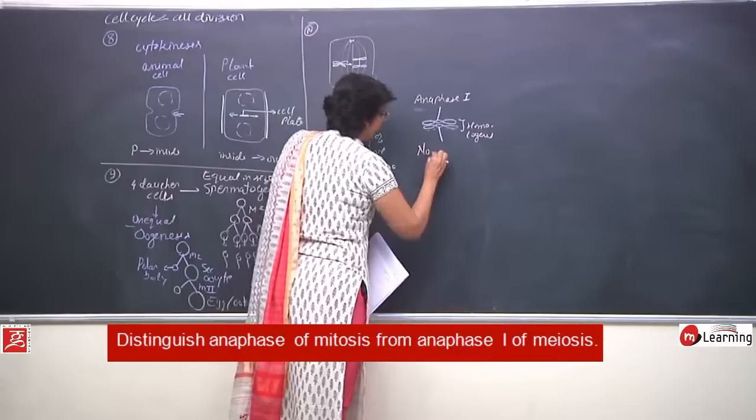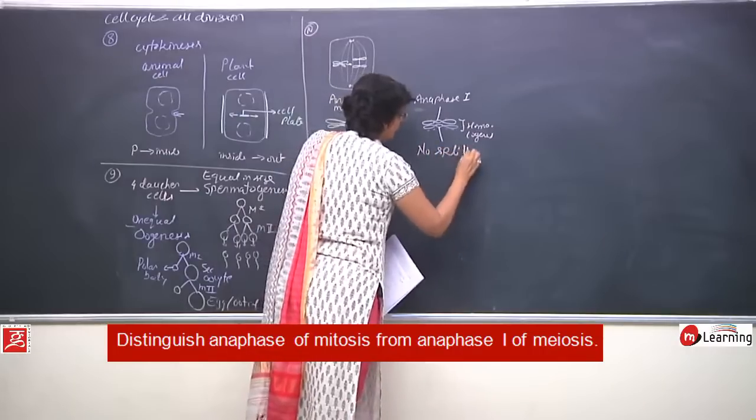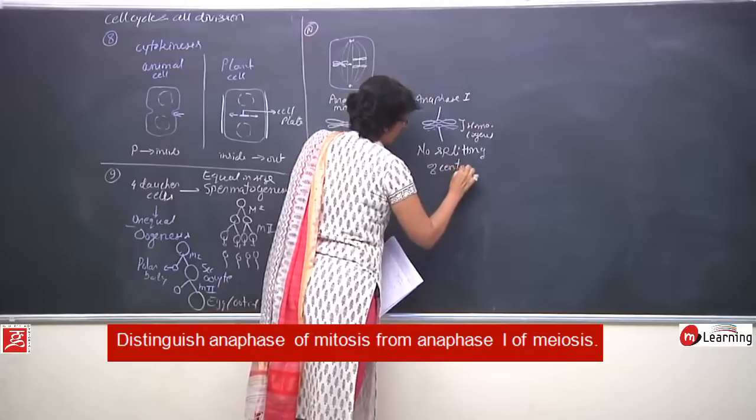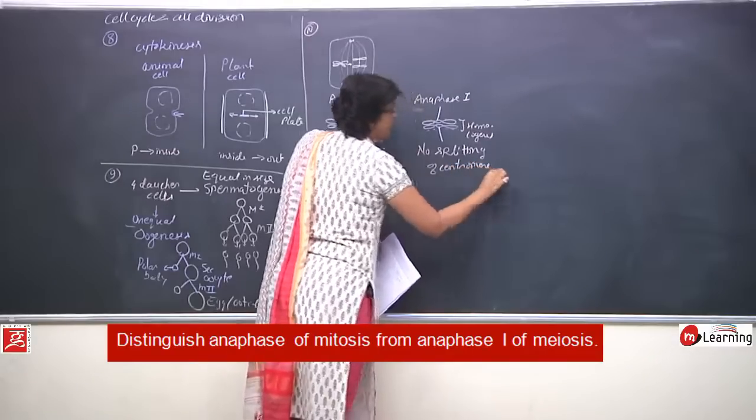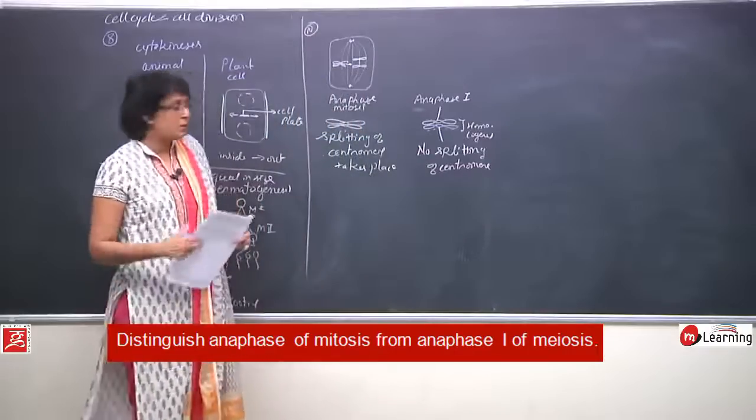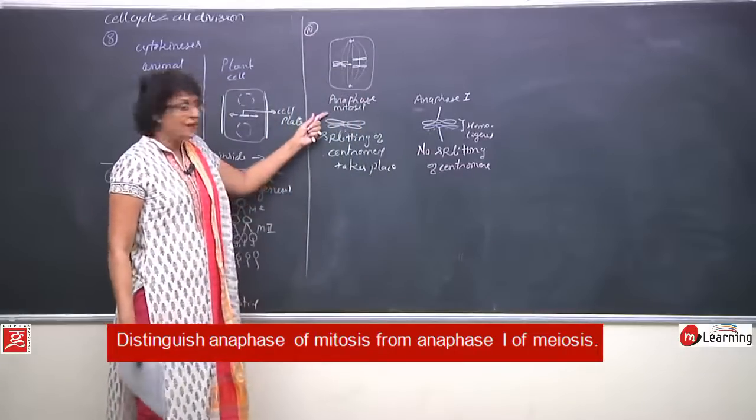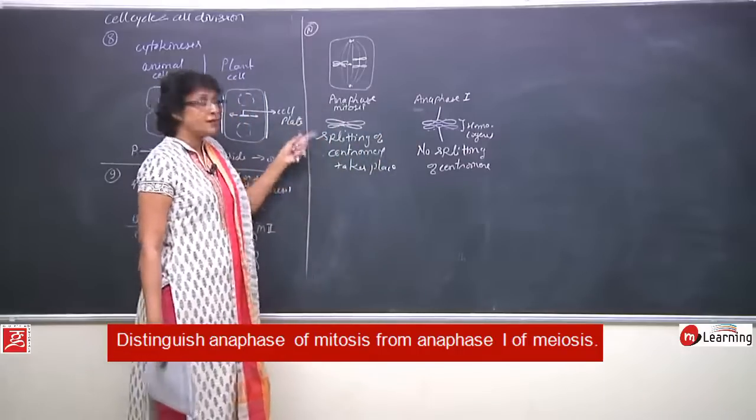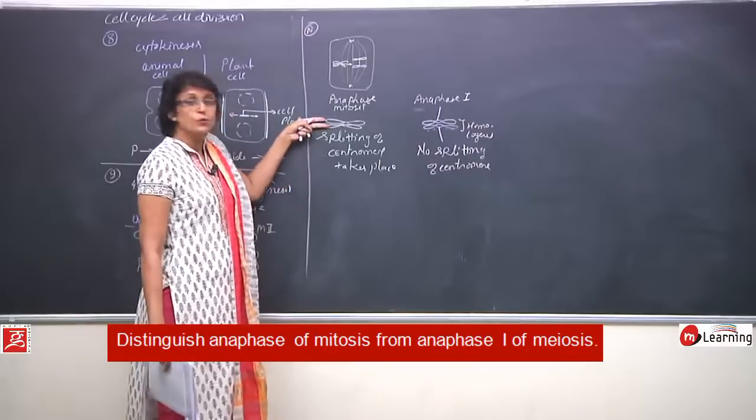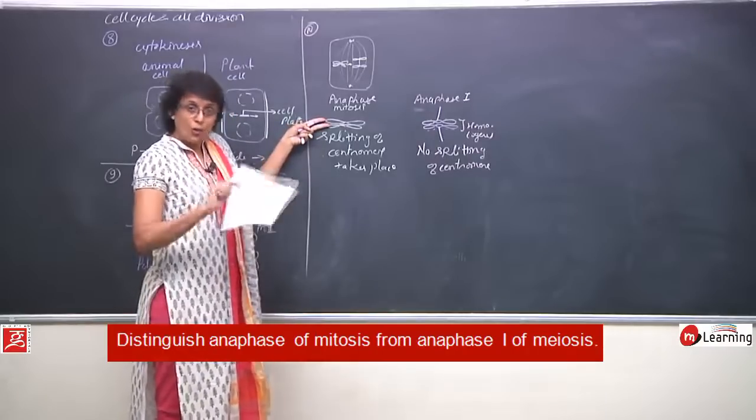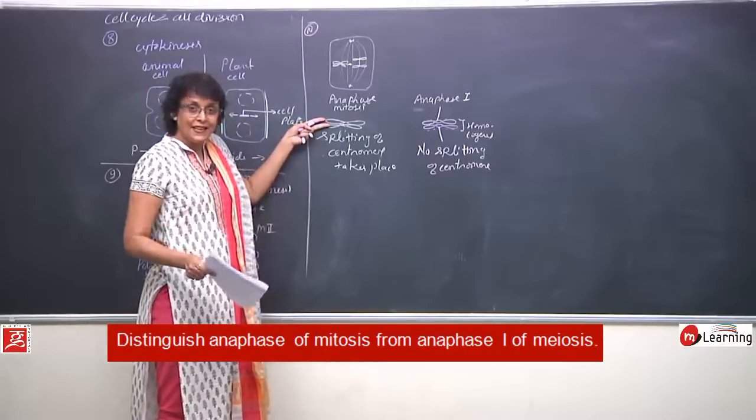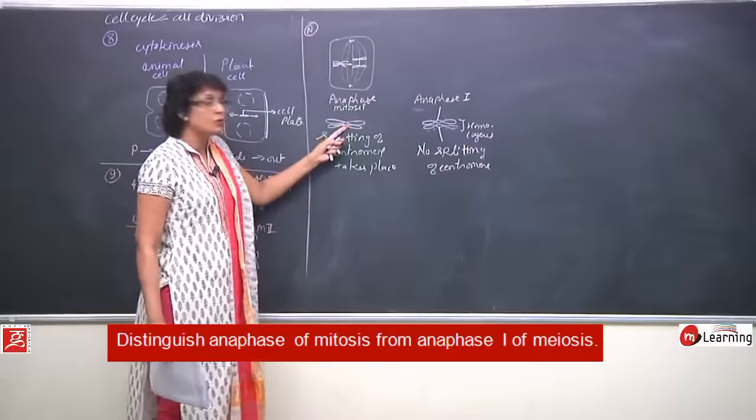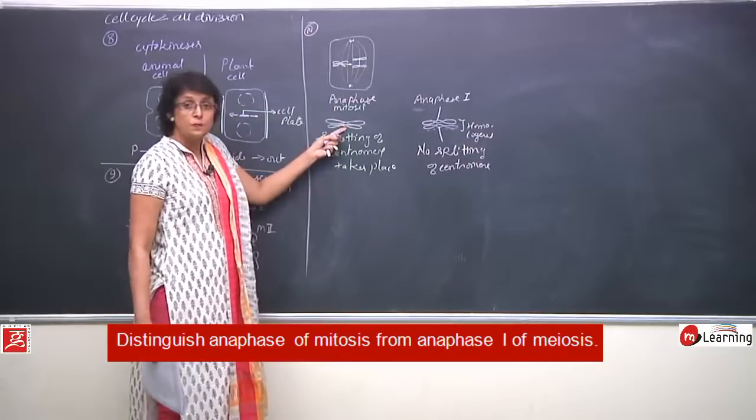So, here there is no splitting of centromeres. This is the basic difference between the anaphase of mitosis and anaphase 1 of meiosis 1. In anaphase of mitosis, the two chromosomes which are separating are original and its duplicated DNA containing chromosome. When these two separate, because they are fused at the centromere, centromere splits.